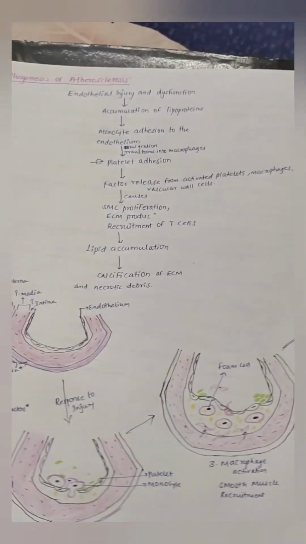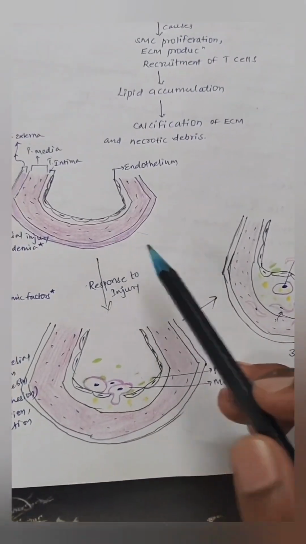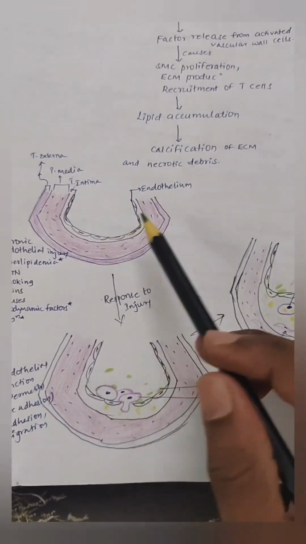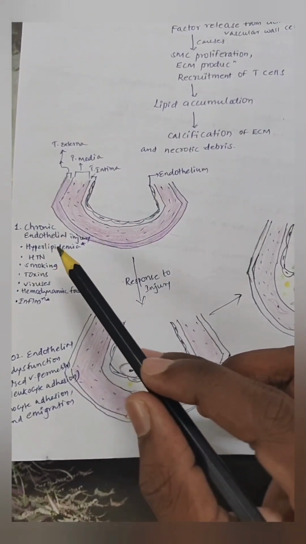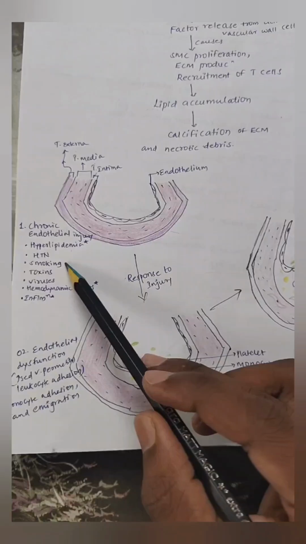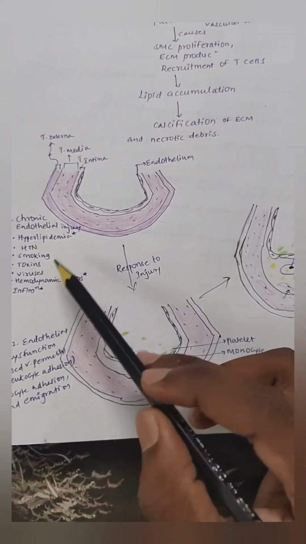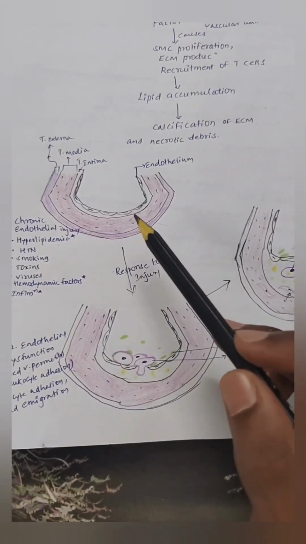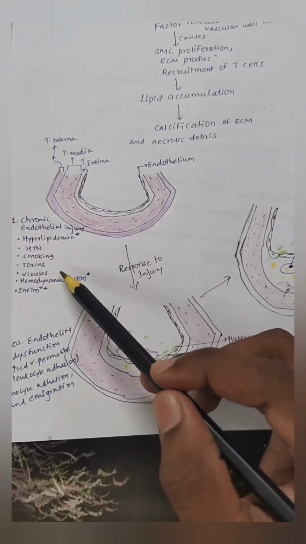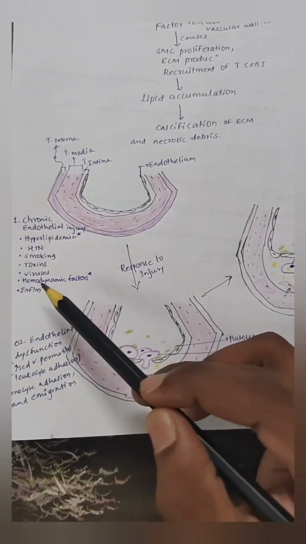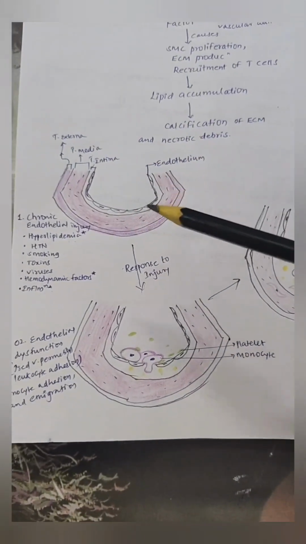So this is a fibrofatty atheroma which will nearly occlude the lumen of the vessel. So now we will go for pathogenesis clearly. So first, this is a normal vessel. So this is a normal vessel when it will expose it to any of the risk factors like hyperlipidemia, hypertension, smoking, toxins, viruses, hemodynamic factors, inflammation.